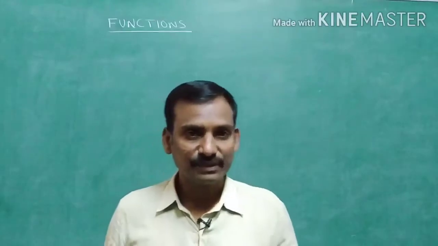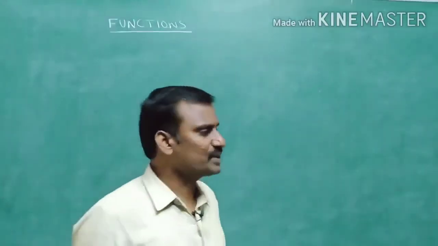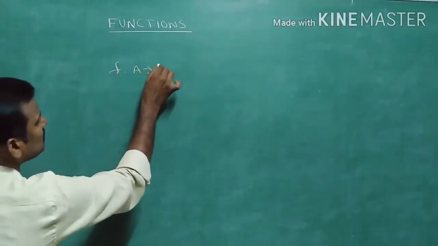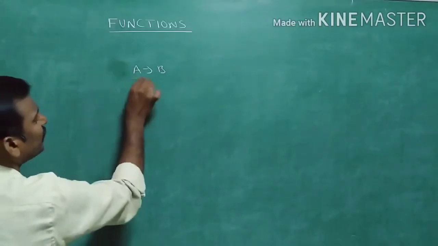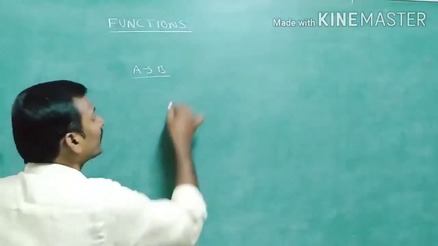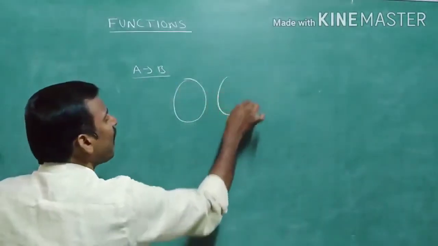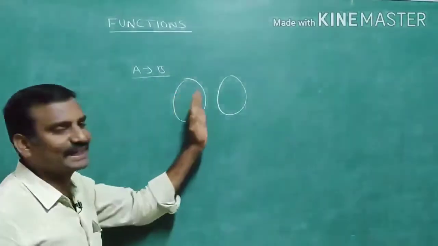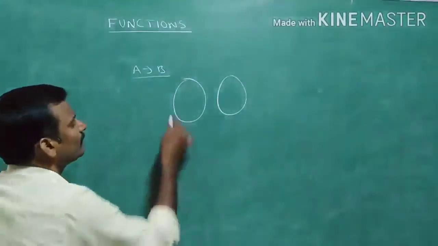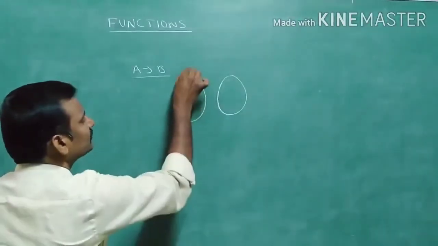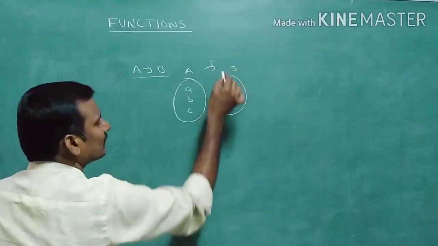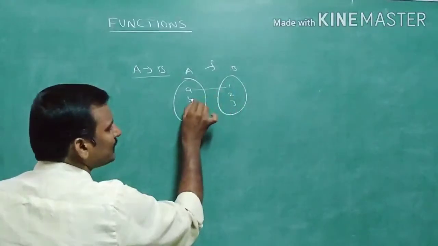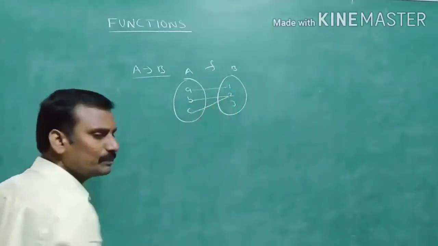Okay. So once recall the definition of function. What is the function definition? A relation f from A to B is said to be a function if every element in set A has a unique image in set B. For example, suppose A, B, C is set A, and 1, 2, 3 is set B. Here A is mapped to 1, B is mapped to 2, C is mapped to again 2.